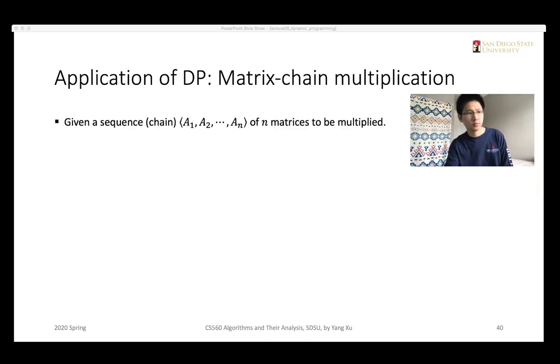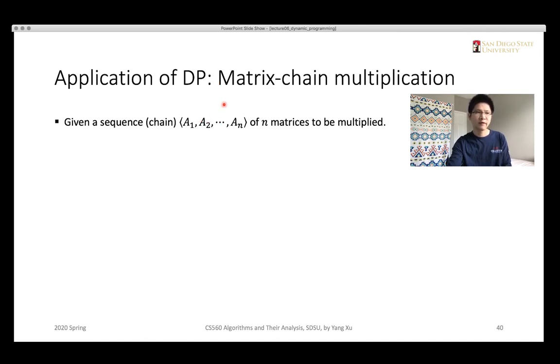Okay, so this problem is defined like this. The task is, given a sequence or a chain of multiple matrices, let's say n matrices, we want to multiply them together and get a resulting matrix, which is the result of doing this sequence of matrix multiplications.